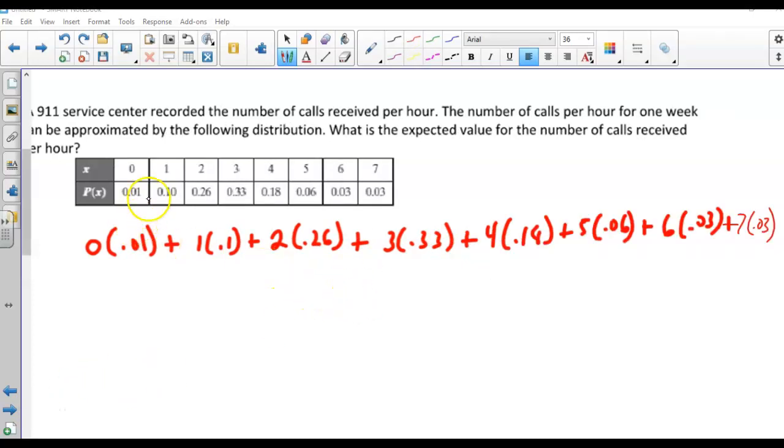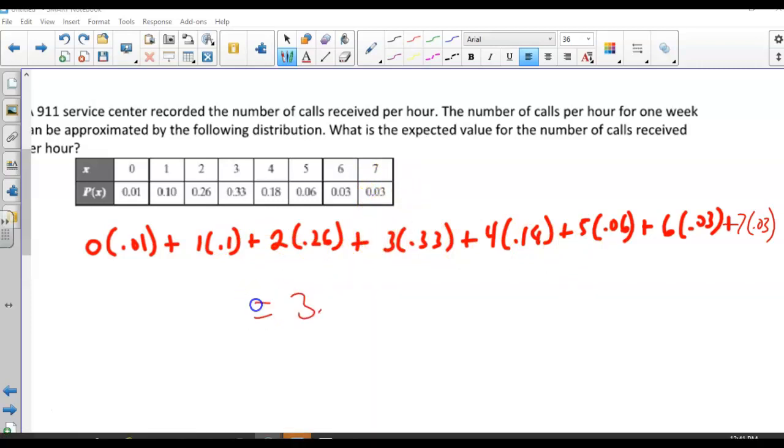The probability of 0 is a 1% chance. Probability of 1 is a 10% chance. Probability of 2 is 0.26. Probability of 3 calls an hour, 0.33, and so on and so forth. Probability of 7 is 0.03 or 3%. I punch that all in my calculator, and again, let your calculator guide you. You get basically 3.02 calls per hour.